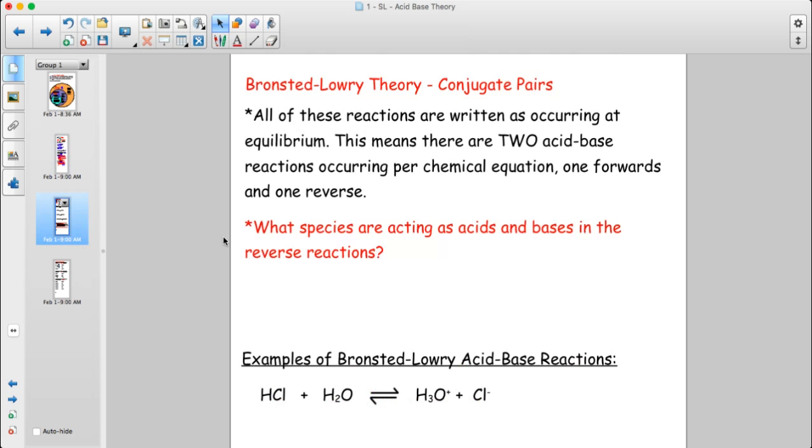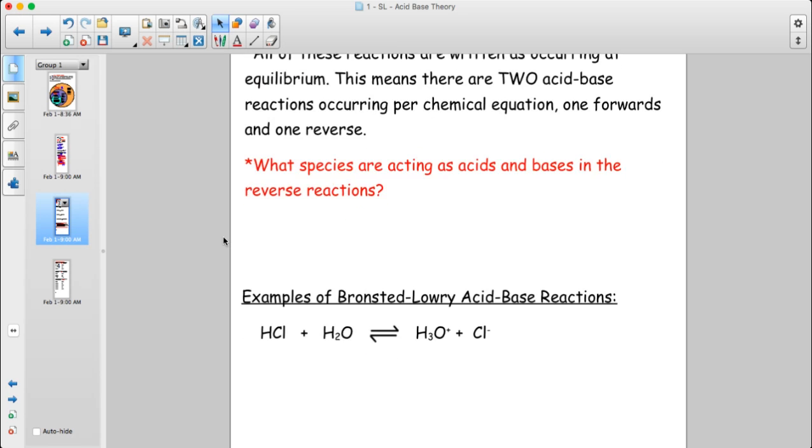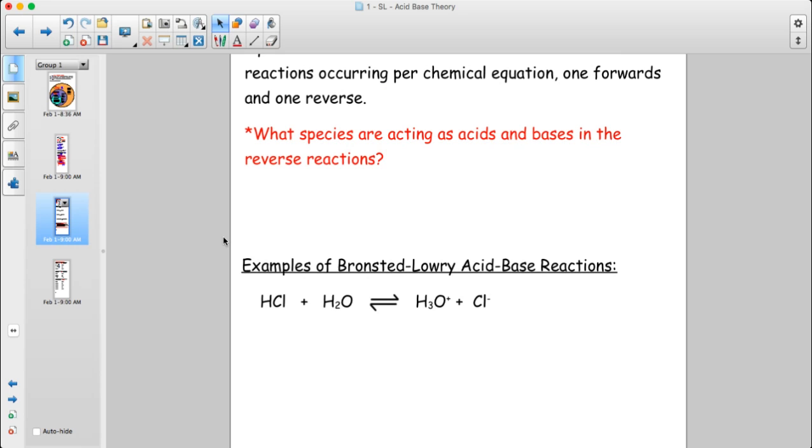Okay, something you may have noticed is that if you looked at all these reactions, I represented all of them with the equilibrium double arrows. And so that means that not only does the forward reaction take place, but the reverse reaction takes place as well. So let's see what happens as we go forward. We said that in this reaction, this acts as the acid, and this acts as a base. But now if we look at the reverse reaction, we actually have another acid-base reaction taking place in the backwards direction.